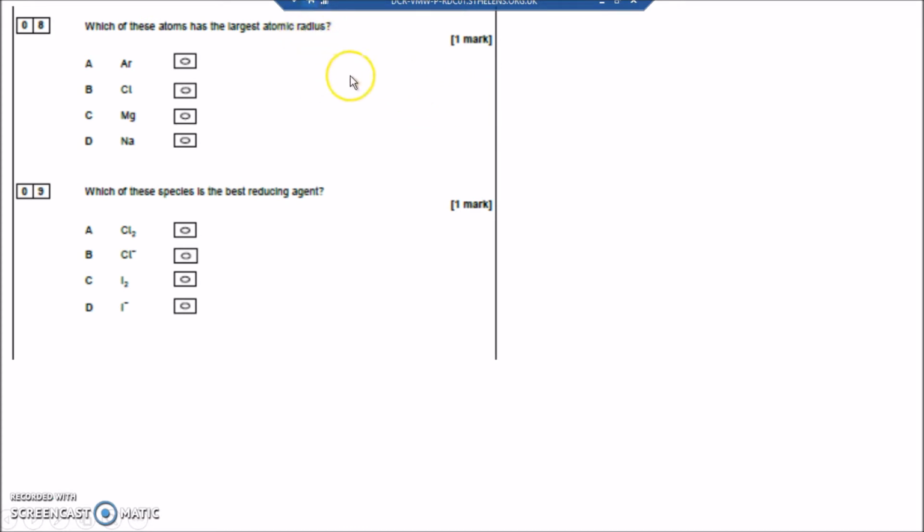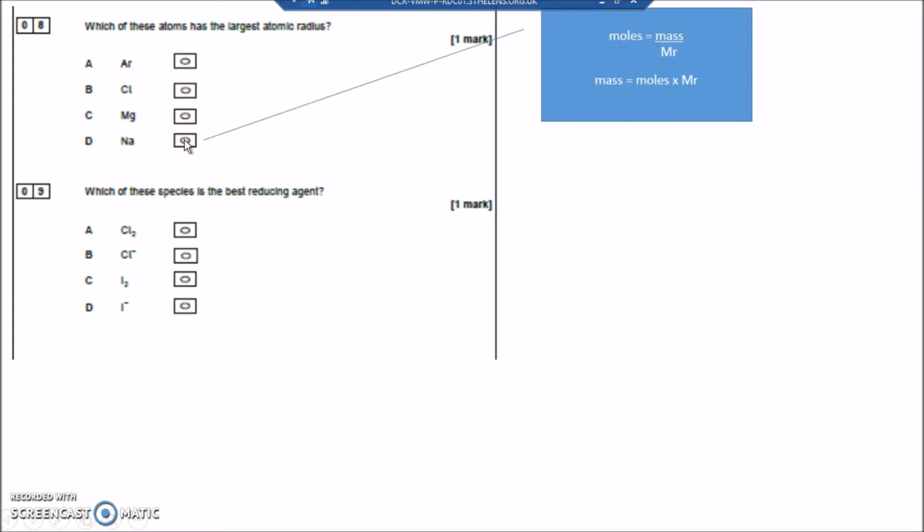So as you go right across a period, the atomic radius gets smaller and smaller. The radius is the distance from the nucleus to the outer electron. It's getting smaller because they're getting more and more protons as you go left to right across the period. So sodium, with the fewest number of protons, and so the lowest nuclear attraction for the electrons, is going to have the largest atomic radius. They get smaller and smaller as you go across to the right hand side.